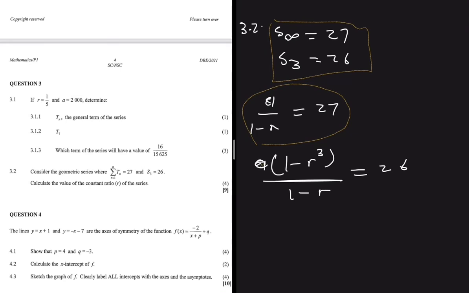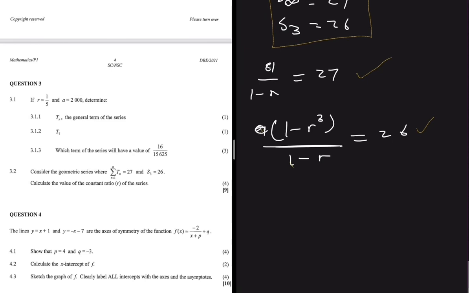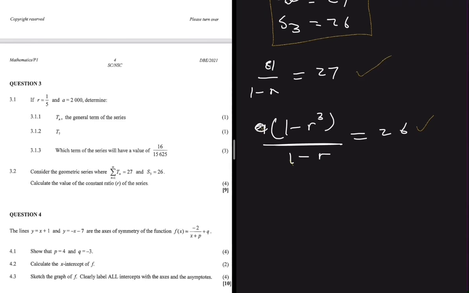So now we can realize that we have two variables, and we have two equations. So what do we do? We solve simultaneously, so to say, right? Let's say this is equation one, and this is equation two. So how can we write one in terms of two, or two in terms of one, in such a way that we can determine r?